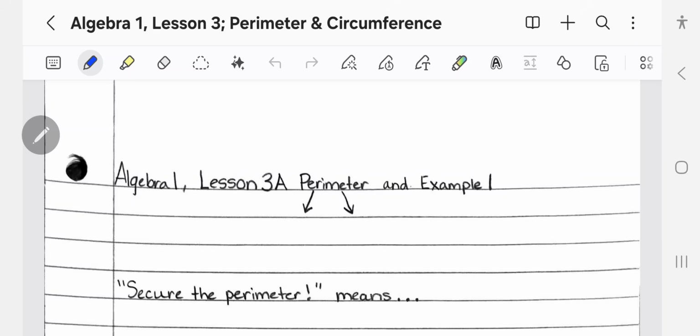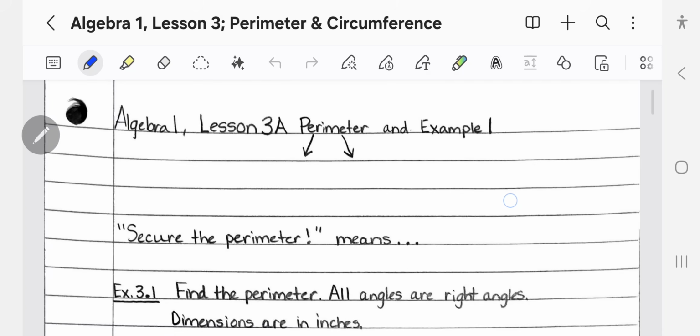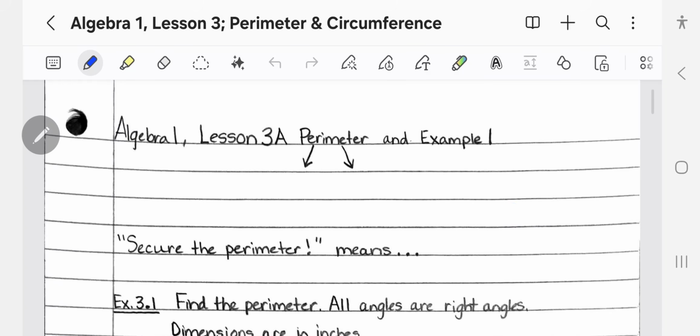This is Algebra 1, Lesson 3A. We're going to be talking about perimeter and circumference, and this video is going to focus on perimeter. The word perimeter comes from two Greek words. Peri at the beginning means around, and meter comes from metron, which is measure. So it literally means to measure around something.